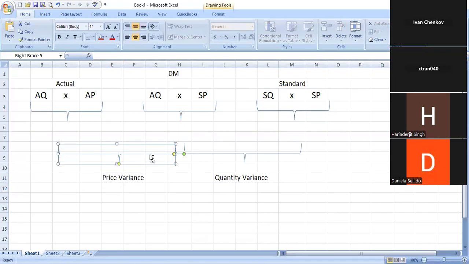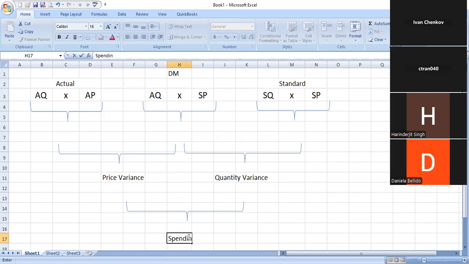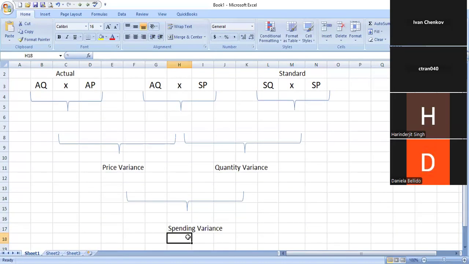Once we compare the last two numbers, actual with the standard, we're going to see how much is our spending variance. And that's what we're going to use for our calculations. Once we see the quantity variance and the price variance altogether, that's going to give us the spending variance. Make sense?